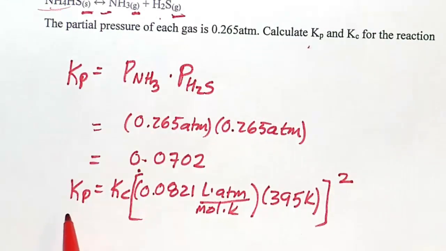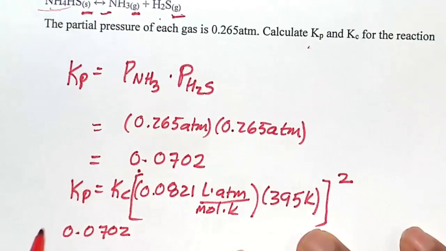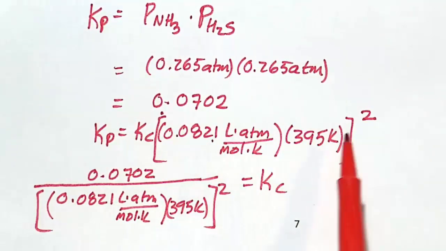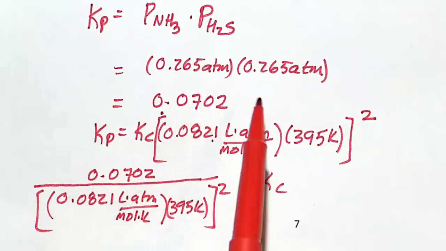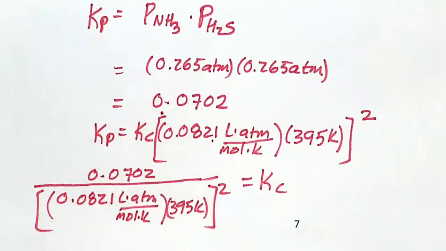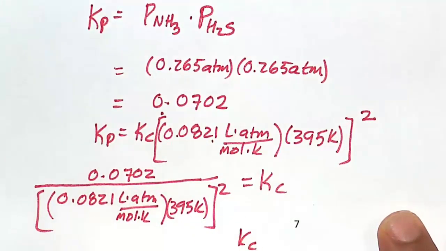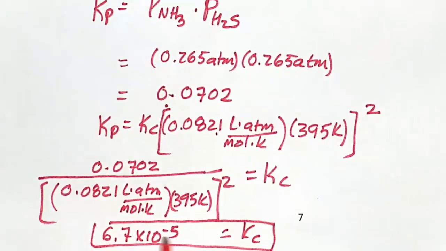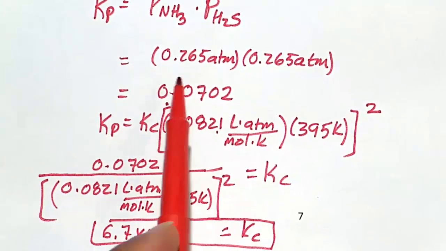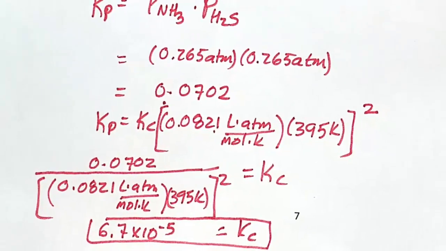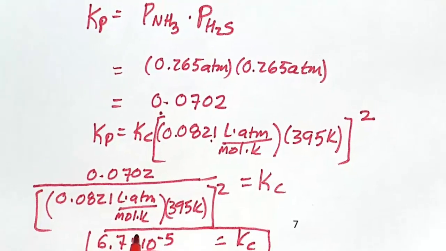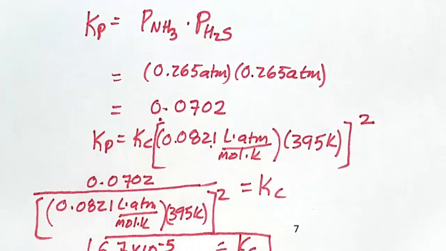We have our value of Kp as 0.0702, so I'll just plug everything in and solve for Kc. Solving for Kc, I'm going to take this product, square it, and that's going to be my denominator, and my numerator is going to be the previously calculated 0.0702. I get a Kc value of 6.7 times 10 to the minus 5 at 395 Kelvin. Based on our Kc value and our Kp value, these we just interchange. One is for concentration and the other one is for pressure. So if we were to have concentration of gases, this would be its equilibrium constant. If we were to have pressure of gases, this would be its equilibrium constant.